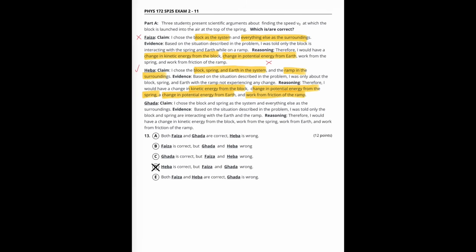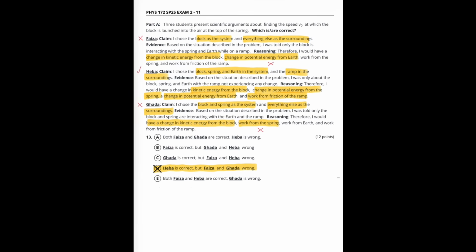Our third statement, they choose the block and the spring as a system and everything else as the surroundings, which are the ramp and the earth. Now their reasoning, they say they have a change in kinetic energy from the block, that looks good. And they say work from the spring, which would make it part of the surroundings, which is not correct in this case. Therefore, we can say our last statement is incorrect, and this will match up with answer choice D.